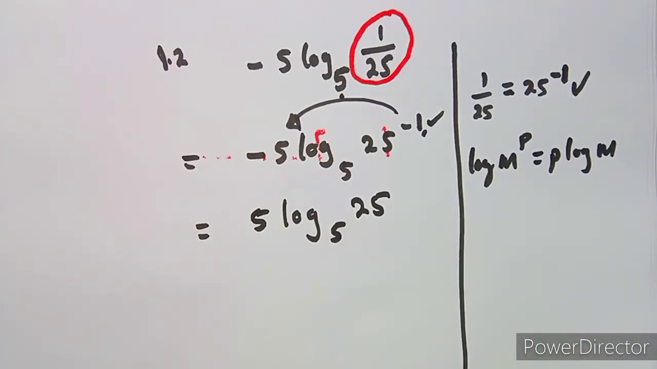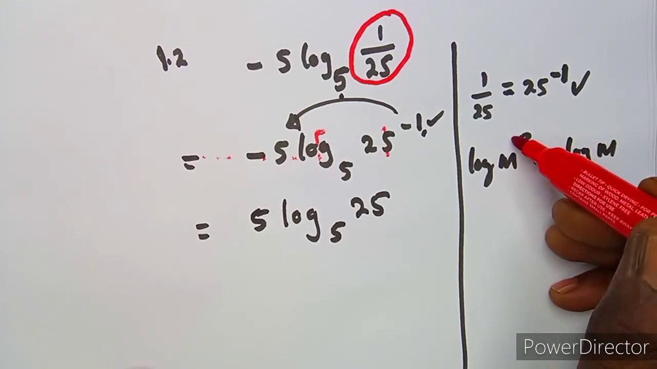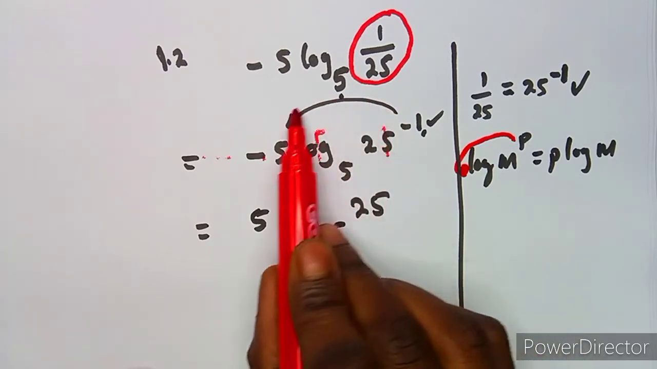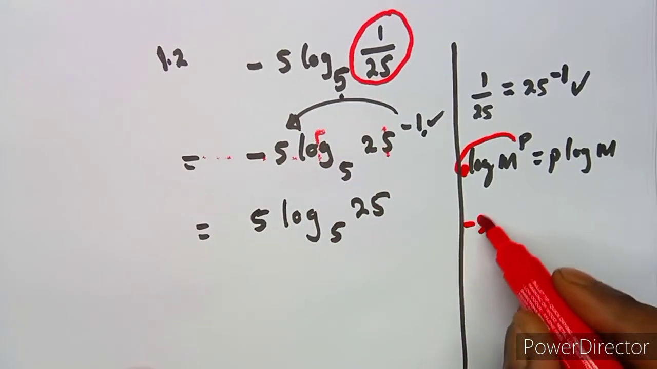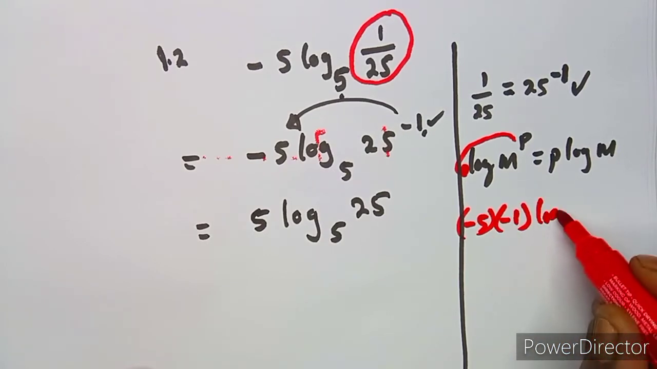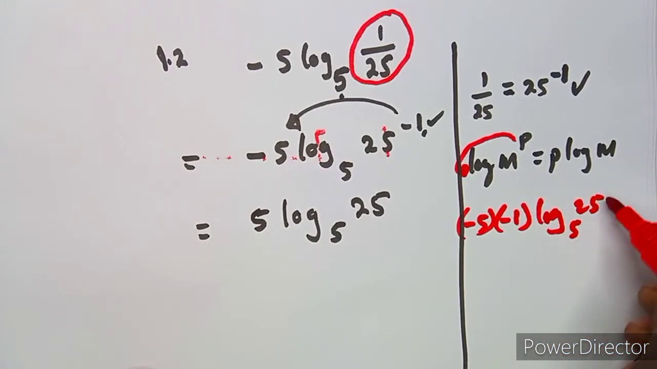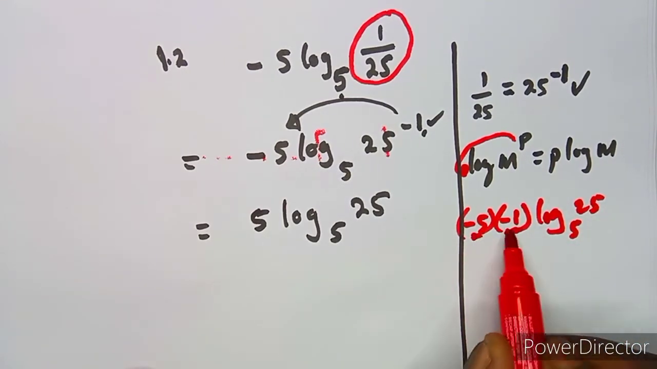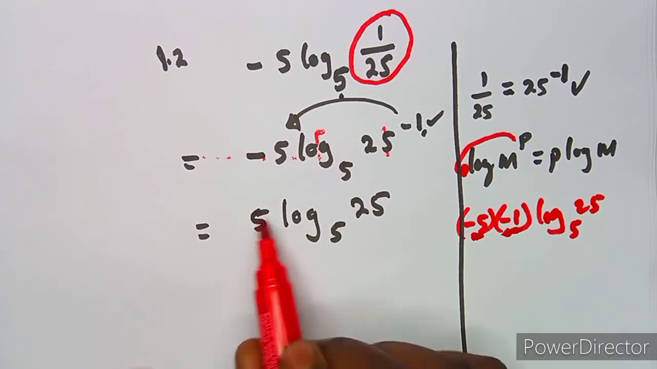Did you see what happened here, guys? We said this one is going to multiply like it was an exponent, so it multiplies this number which is here. So that is what is happening. Minus 1 is going to multiply minus 5, times minus 1, like this, log 25 in base 5, because you have taken this minus 1 here. So this is the one that is now giving us a positive 5.